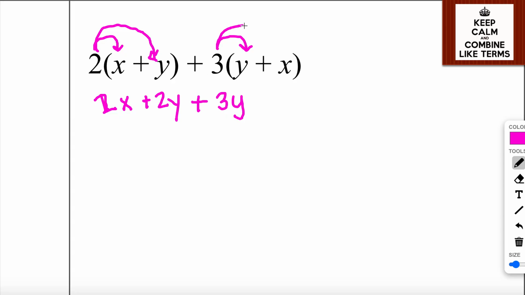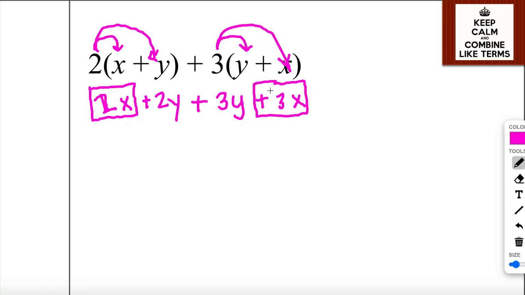Okay, now 3 times x. That would give us positive 3x. Now I can easily see 4 terms all separated with add and subtract signs. So let's go ahead and grab all the x's. We'll combine the x's first. So I can put a box around here, 2 x's, and then I'm going to keep looking to the right. Do I see any more x's? Of course, right here. Plus 3 x's. So those two can be combined together. 2 x's plus 3 x's would equal 5 x's.